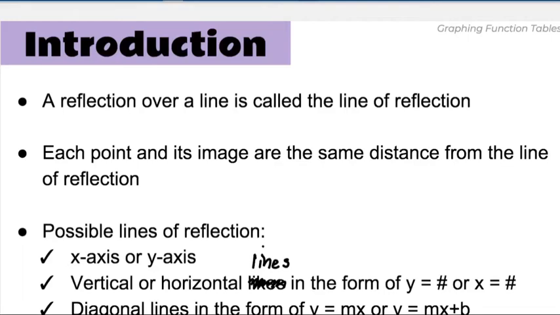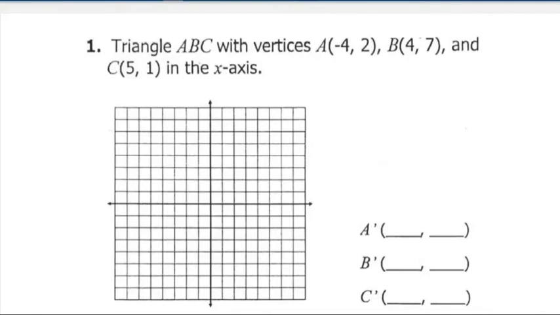So we're going to go through some examples. We're going to look at every single possible line of reflection. We'll do one of each type, and then you should be able to recreate them on your own. All right, so let's look at number one. Number one says we have a triangle ABC with vertices A, B, and C. The vertices are the points of the figure, the ordered pairs of the corners. That is what they give you.